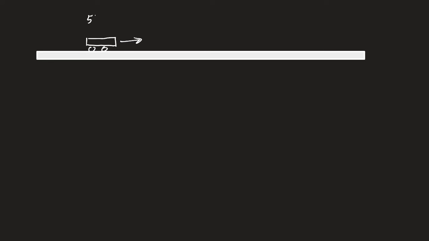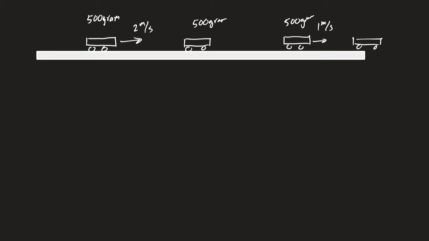I have your 500 gram car traveling at 2 meters per second to the right. There is a 500 gram car at rest. Clearly, there's going to be a collision. Let's say in the course of this collision, the first car is now going 1 meter per second. How fast must the other cart be going?